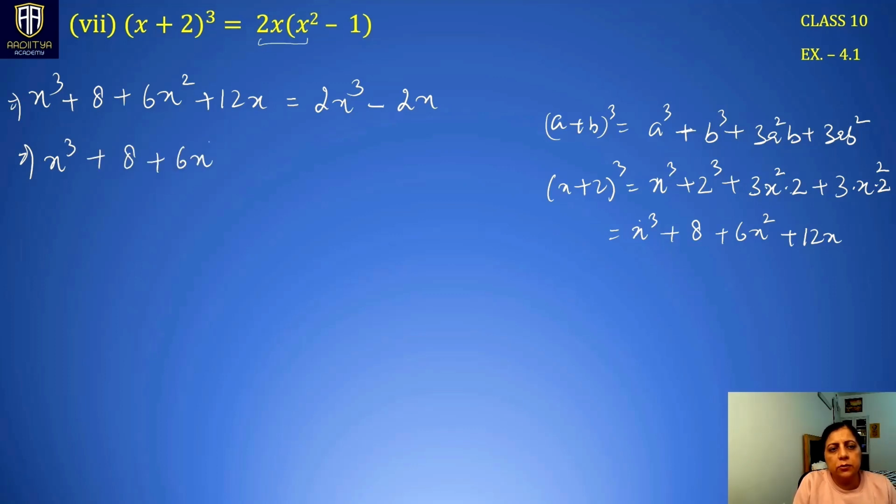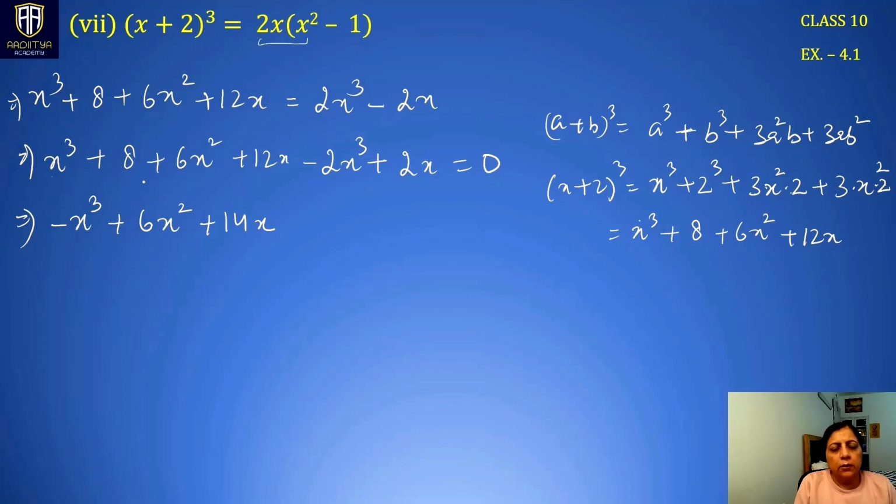This is 6x square plus 12x. This becomes minus 2x cube. And this becomes plus 2x. So RHS becomes 0 now. So now simplify. This is x cube and this is minus 2x cube. We get minus x cube. 6x square is the only term involving x square. Then we have plus 2x and plus 12x. That means which is 14x. And the constant term here is plus 8. That's it, yes. Now we have simplified.